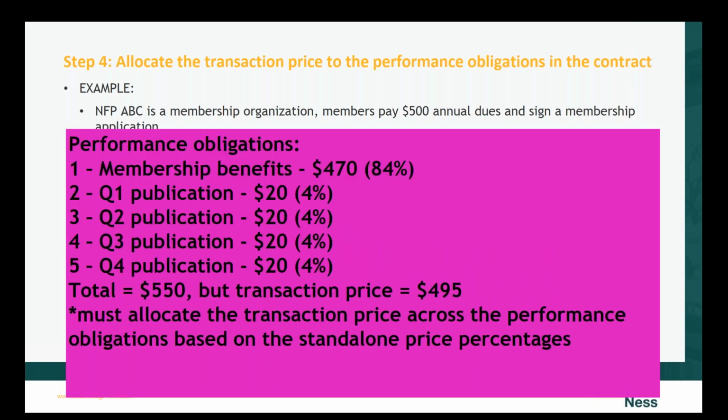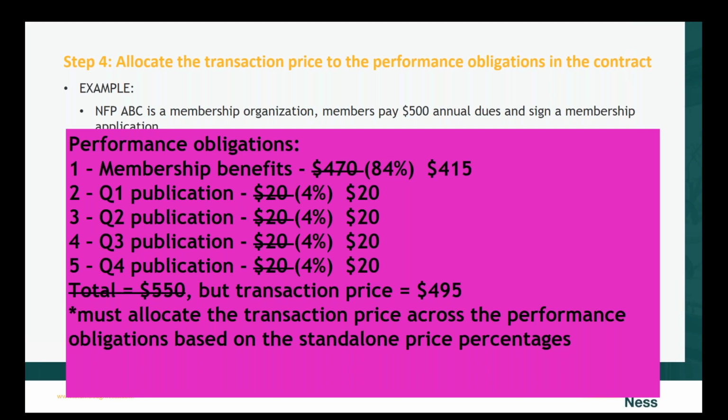So the recommendation is, because there's nothing out there that says if you buy 3 publications, you get 1 discounted, and there's nothing that would point to us saying that this whole discount should go directly to the membership benefits, we're going to allocate the transaction price across the performance obligations based on their standalone price percentages. So you can see here, $470 is 84%, and each of the publications are 4%, which then equal the 100%. So that's how we would allocate the discount.